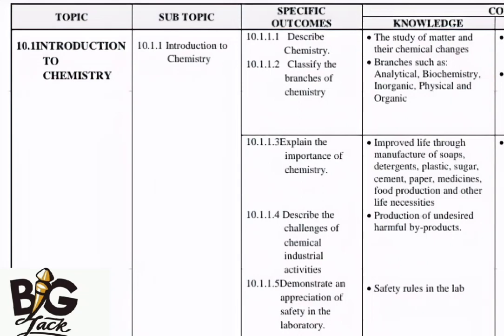Okay, so the first topic which is likely to come in your paper is the introduction to chemistry. So now on this part here, they are going to ask you to describe what chemistry is. Now they can't ask you to describe what chemistry is on section B. They can only ask you what chemistry is on section A. Apart from that one, you need also to classify the branches of chemistry.